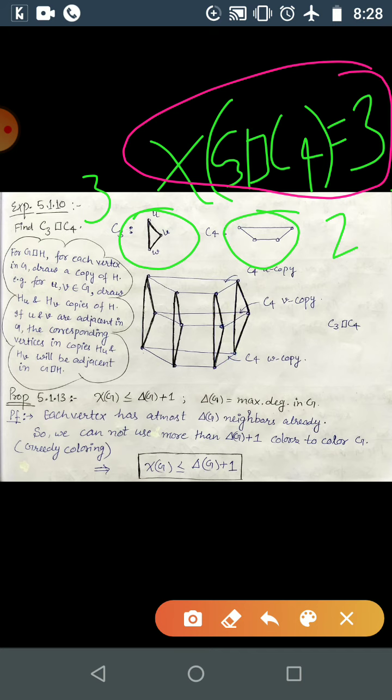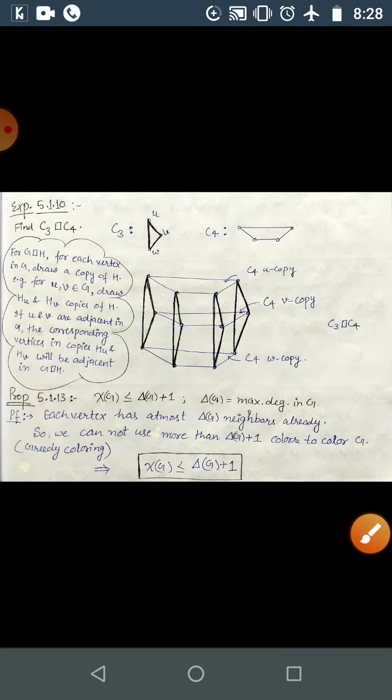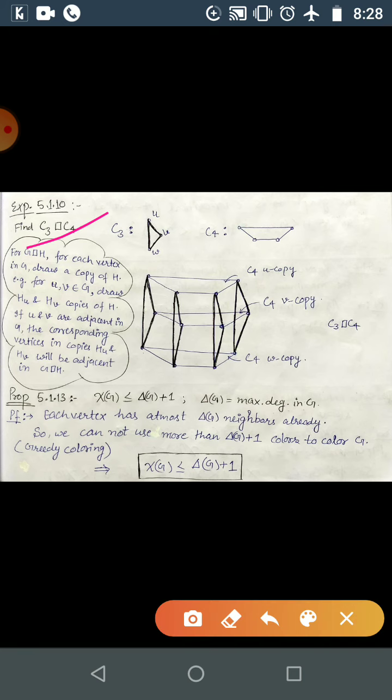Okay, now here I have just explained what I am doing for the Cartesian product. So for the Cartesian product, for each vertex in G, draw a copy of H. You can take either H or G, whichever. For each U and V, for every vertex, draw a copy of H, HU and HV if two vertices are there, and these are corresponding copies of H. If U and V are adjacent in G, then corresponding vertices in the copies HU and HV will be adjacent in this Cartesian product, and that's what I have been discussing. Okay.